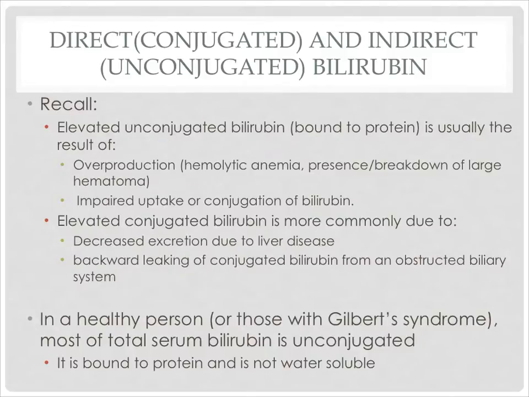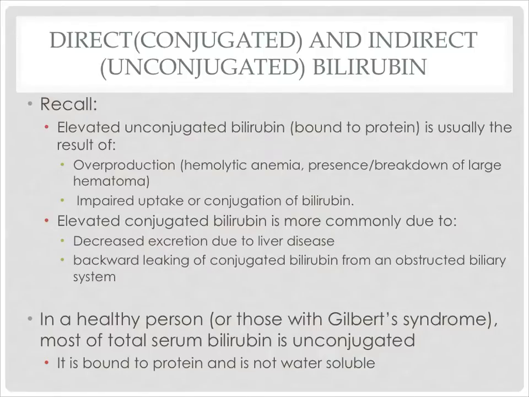All right, now let's talk about direct and indirect bilirubin. This is separate from the total bilirubin. This would be a separate test that you would need to order. Now, if you recall, unconjugated, otherwise known as indirect bilirubin, is bilirubin that is bound to protein, and direct or conjugated bilirubin is bilirubin that is freely circulating without being bound to a protein.